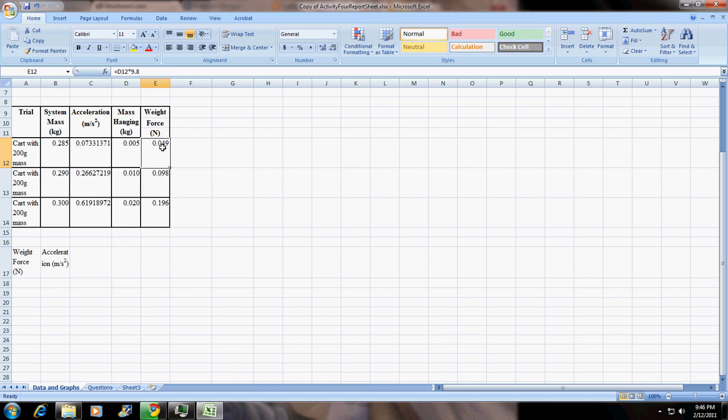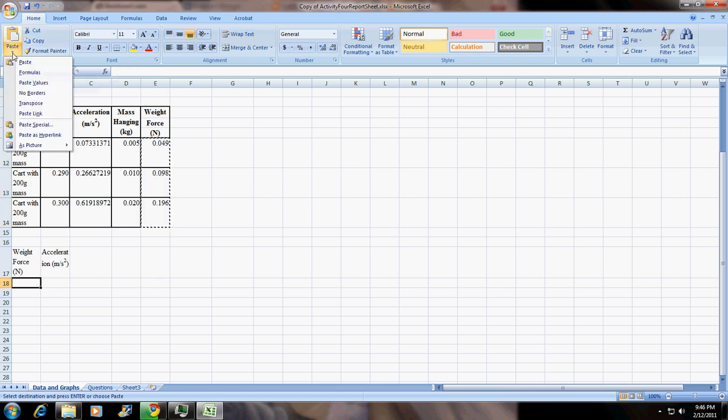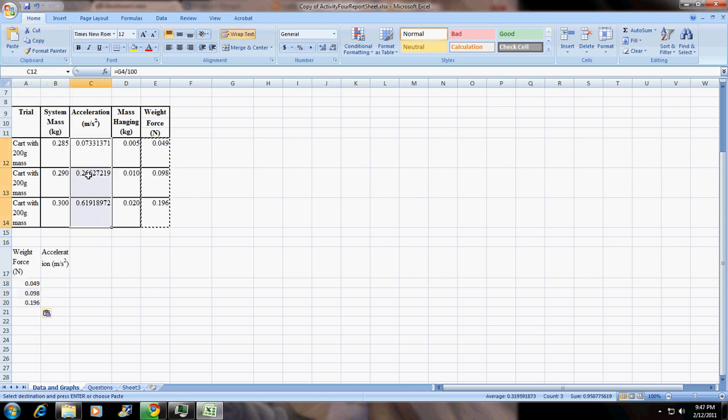So I'm going to highlight these 3 values. I can do it a couple of ways, so I'm just going to go to copy this time. Okay, I go here, I click on the paste, and I click paste values, because I only want the numbers, I don't want the formulas. I highlight the accelerations, I click paste, and paste values. Oh, I'm sorry. I need to click here.